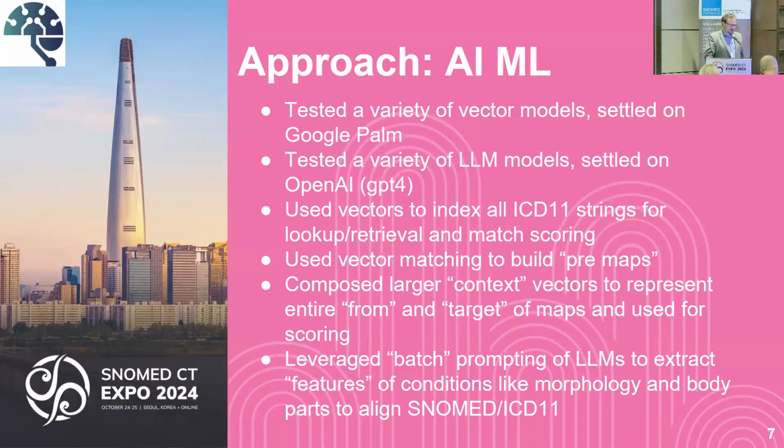We also use vectors, as I said, for matching, just to find things. And then some of this pre-mapping that we did, like the extension map, we use vectors to just kind of line everything up and then quickly review it so we could get through that in order to use it for the other stuff. Okay.